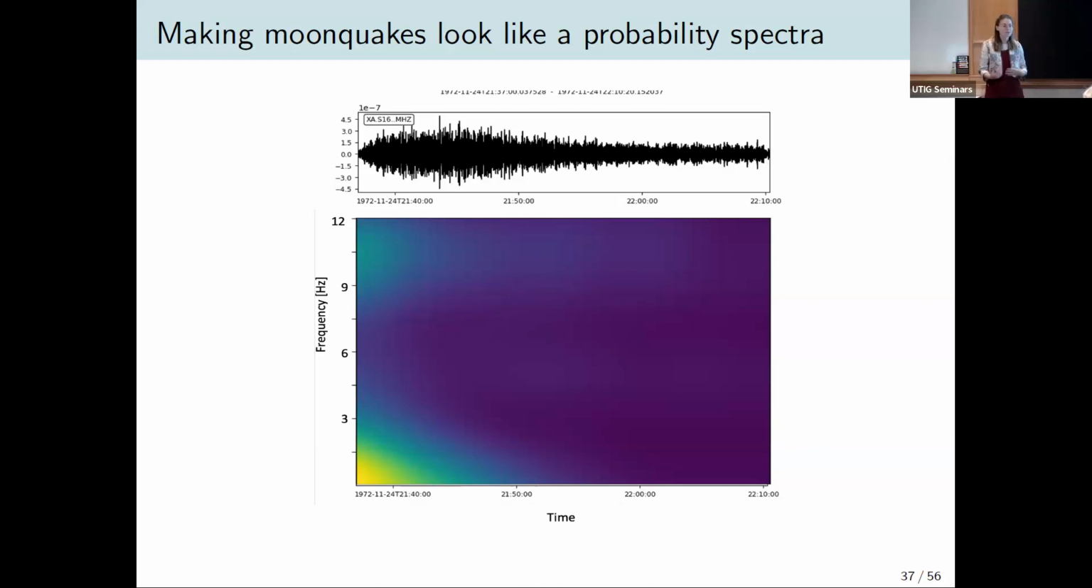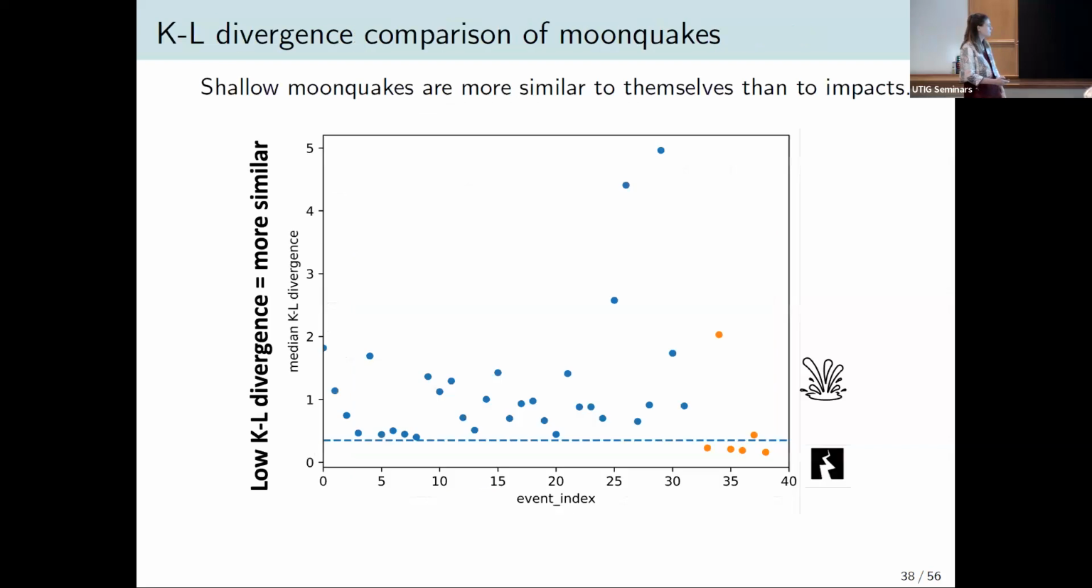So we can go ahead and compare all of our different pseudo probability distributions of moonquakes to each other using the KL divergence. And you get something that looks a bit like this. This is plotting the KL divergence for a bunch of different events. The ones plotted in blue are impacts compared to shallow moonquakes. And the ones plotted in orange are shallow moonquakes compared to other shallow moonquakes. And you can see perhaps these orange ones are a little bit lower. They have a lower KL divergence when you compare a shallow moonquake to other shallow moonquakes. So shallow moonquakes are more similar to each other than they are to impacts.